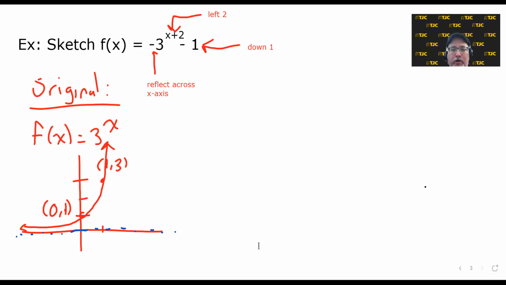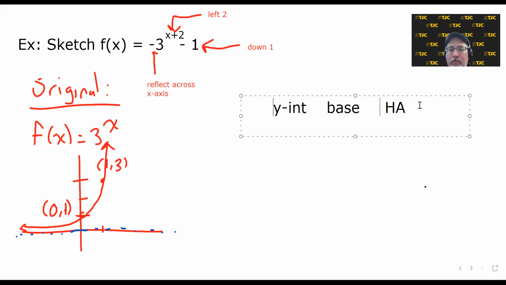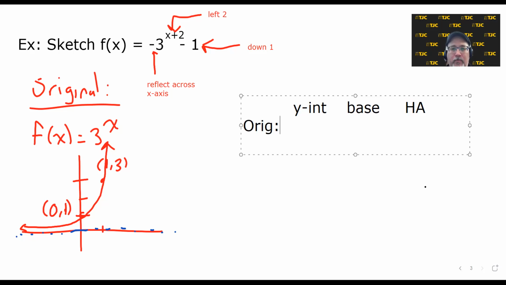So let us do all of that. We're going to make a little table here. We're going to do y-intercept, base point, and the horizontal asymptote. Let's start with the original. Okay. So the original, the y-intercept was 0, 1. The base point was 1, 3, and the horizontal asymptote is at y = 0.